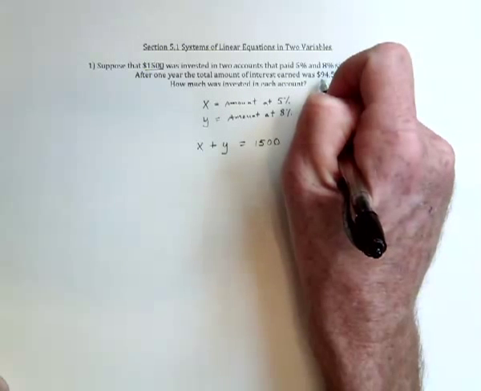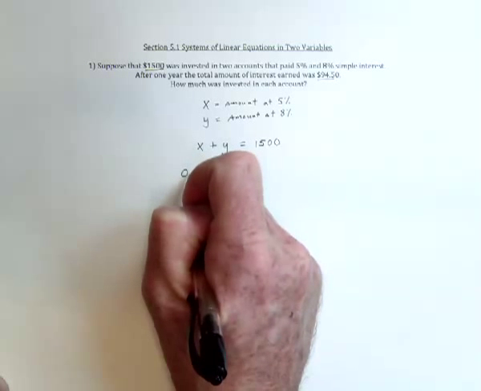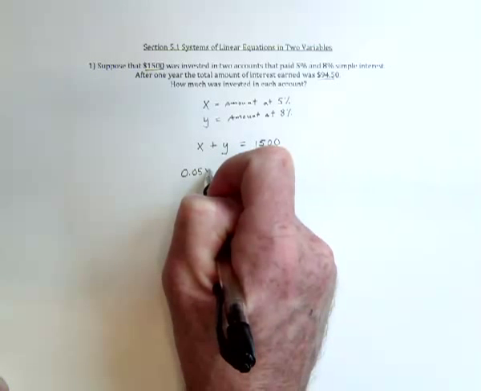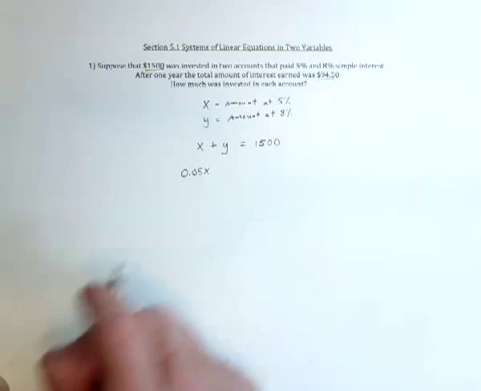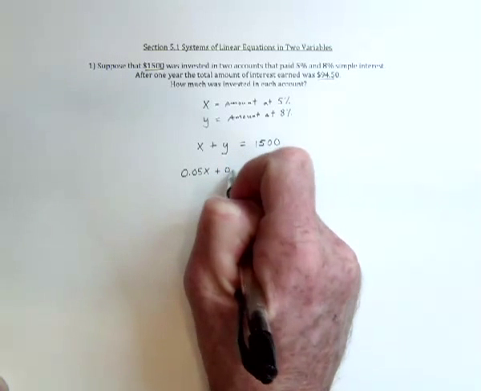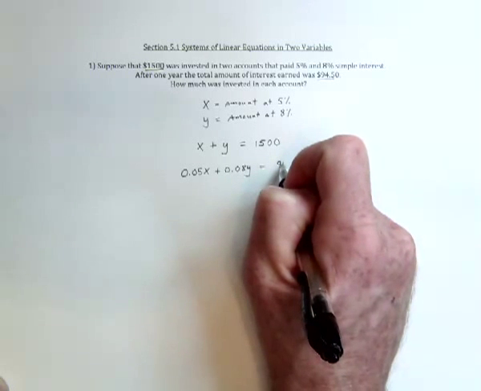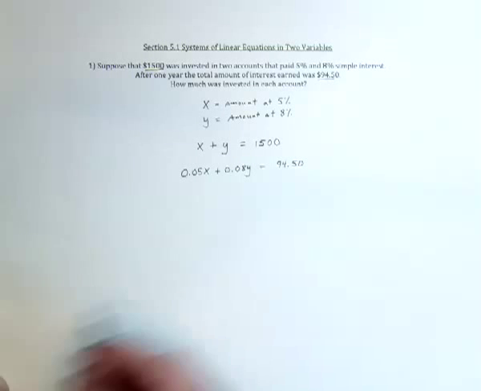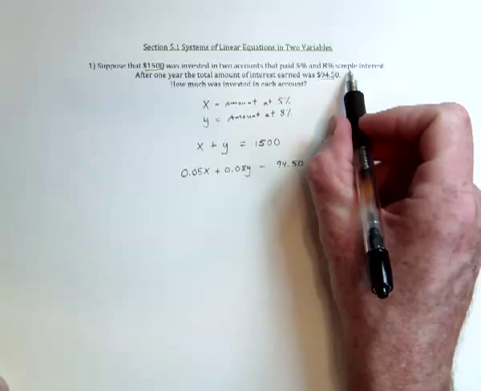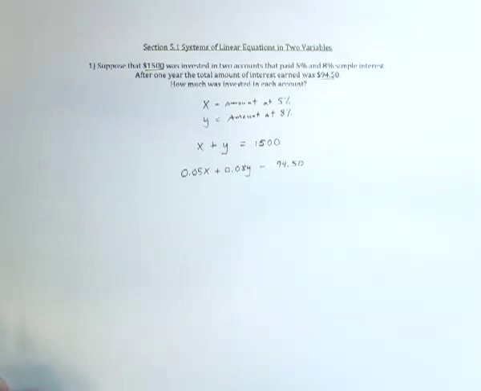The next equation is going to come from the interest earned. So the X account is making 5% interest. So if you multiply by 0.05, that will tell you in dollars how much that account made. And if you add to that how much the other account makes, then the total should be $94.50 after a year. That's the meaning of simple interest. It's paid just once a year. And the problem says one year, so there's the total after a year.